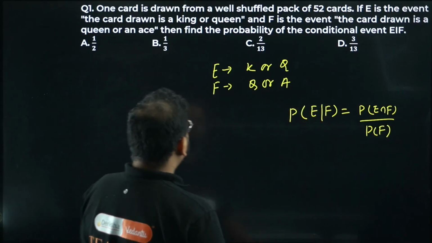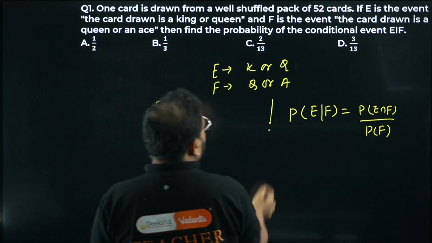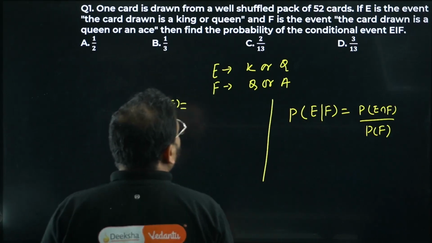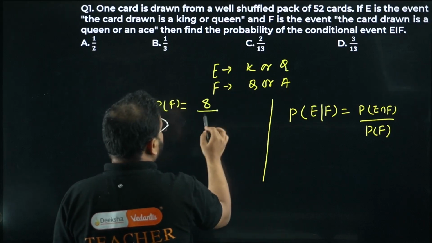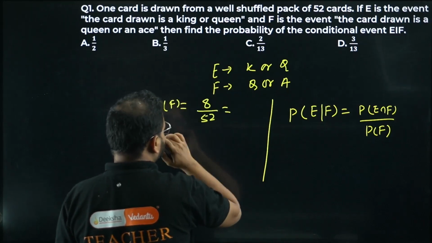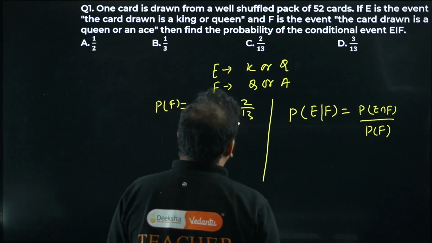So we need PF first. So let's find PF over here. PF will become, if you look carefully, sir, queen, or ace. So total is 8 there. 8 out of 52. How much is that? 2 out of 13. And what about the intersection, bacha?